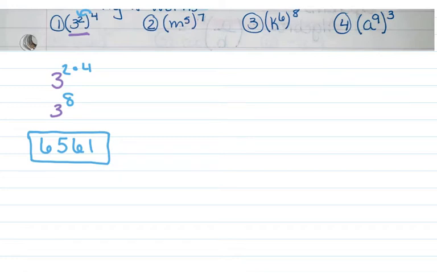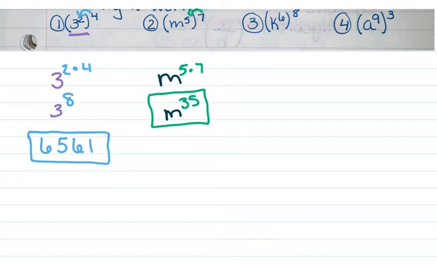The next one, my base is m, my exponents are 5 and 7, so I'm going to get m to the 5 times 7. 5 times 7 is 35. So this would simplify to m to the 35. Go ahead and pause the video and do the last 2.